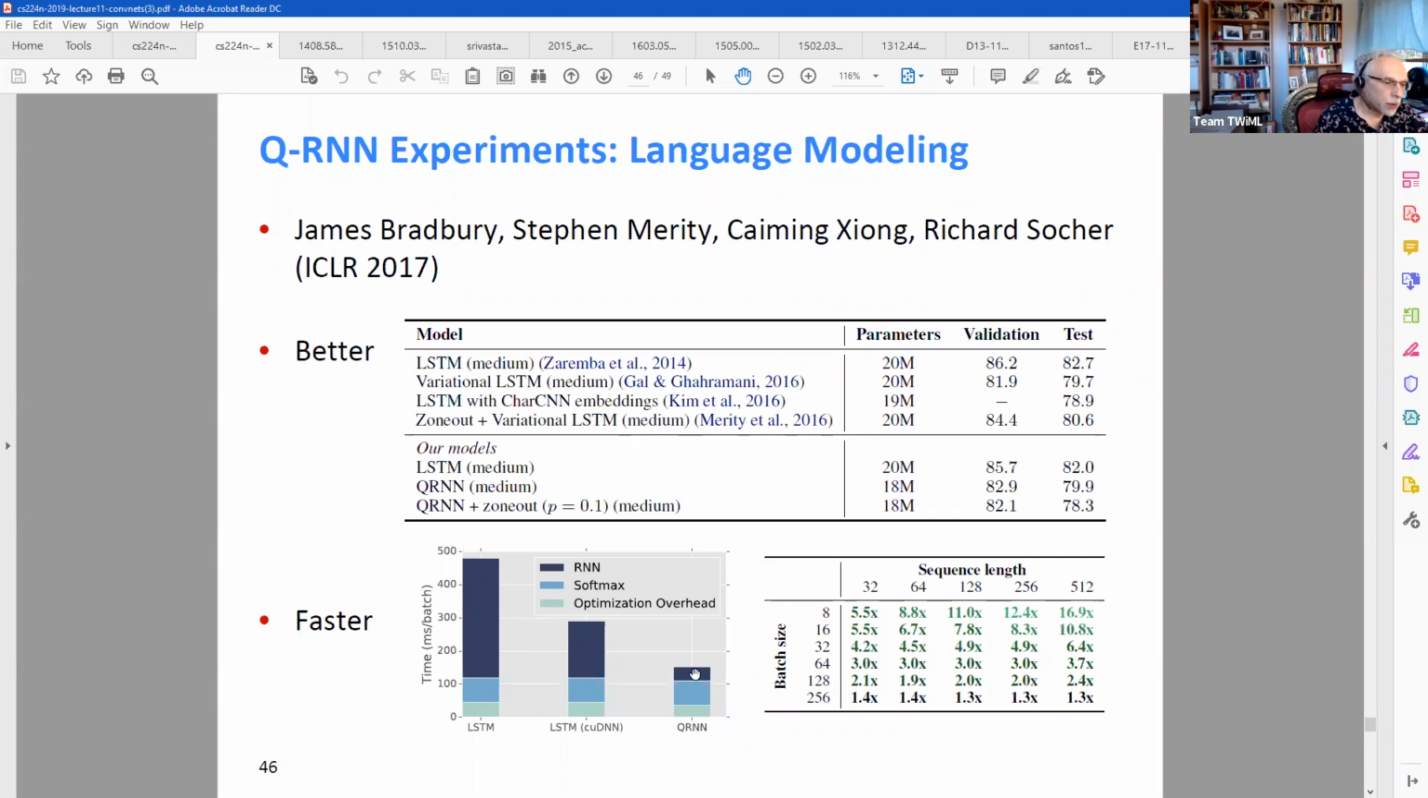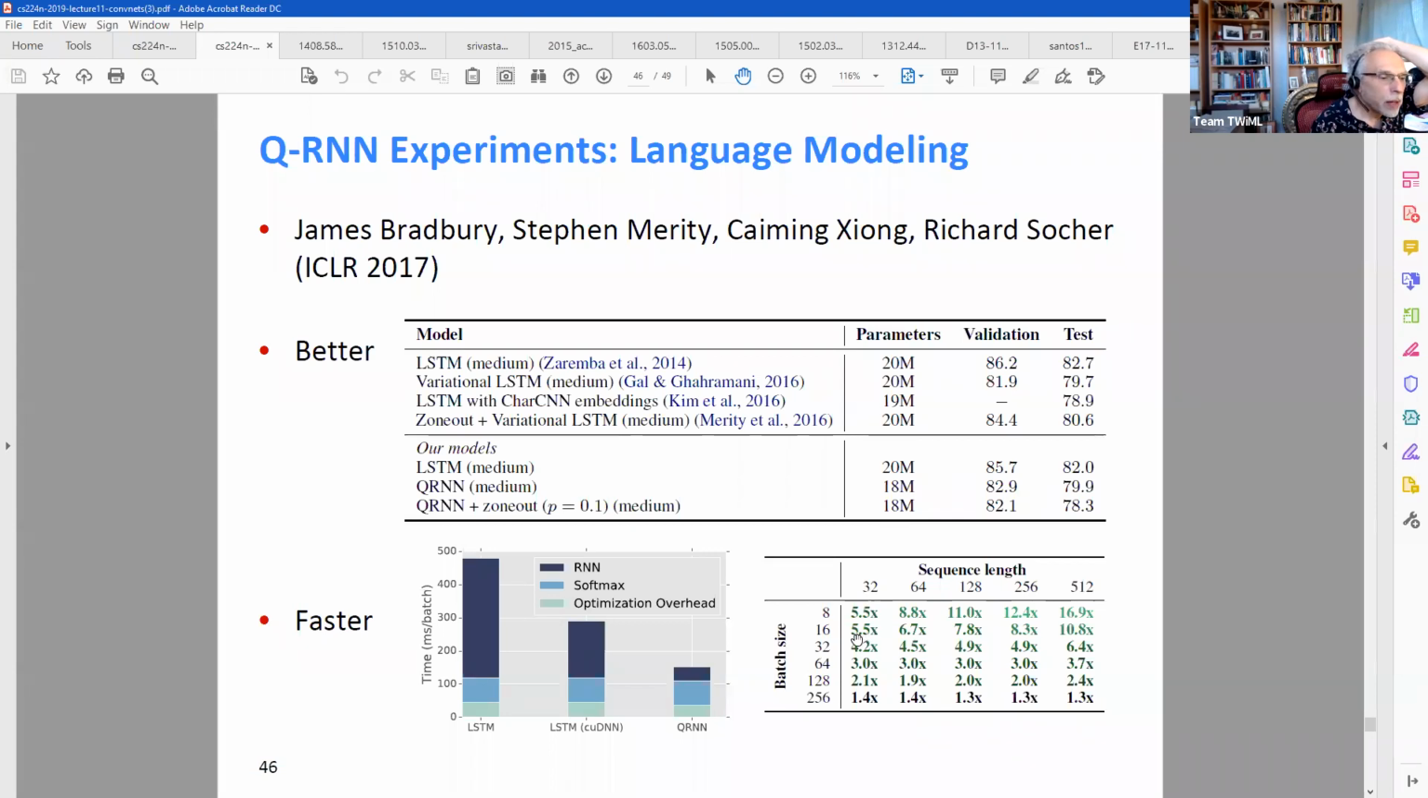And now the serial part from the LSTM or from the RNNs becomes only a small contribution instead of the major contribution to the time. So I guess that's the takeaway from the QRNN, is that it's a way of getting similar results as LSTMs but much faster.